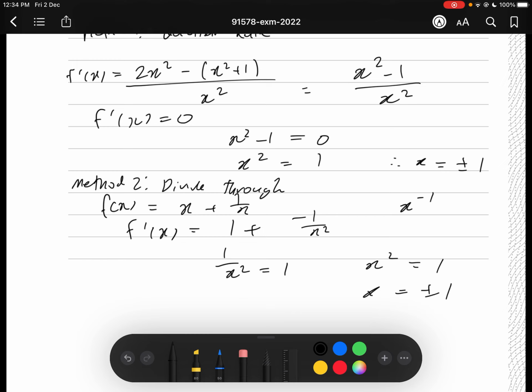So we get the same answer whether we use method 1 or method 2, and it doesn't really matter which method you use, as long as you get x equals plus or minus 1, so that's the answer. And that should be another simple achieved level question.